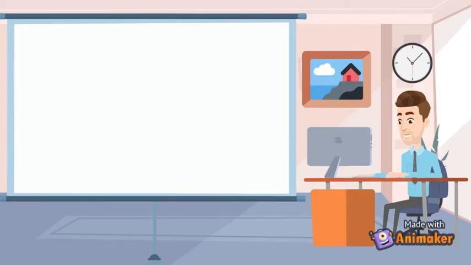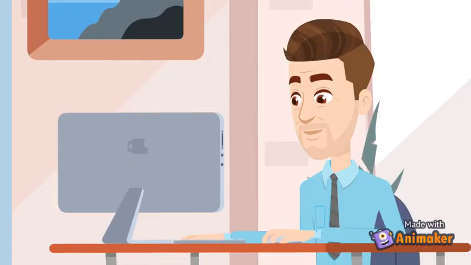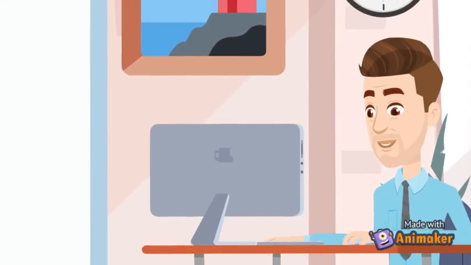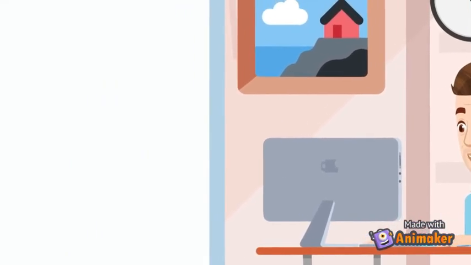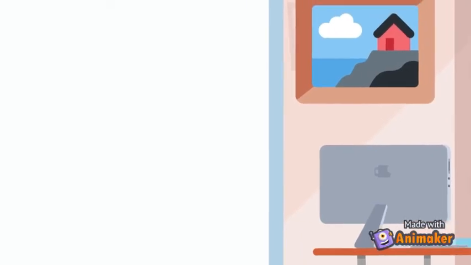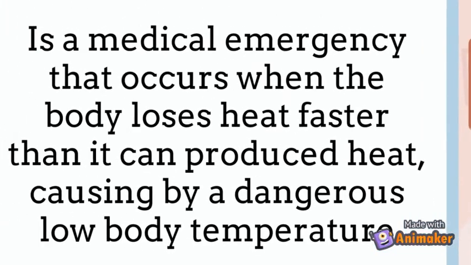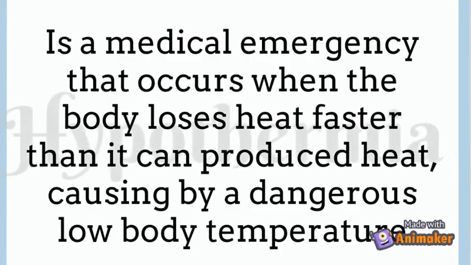What is the meaning of hypothermia? Excessively low body temperature, characterized by uncontrollable shivering, loss of coordination, and mental confusion is considered as hypothermia. Hypothermia is also a medical emergency that occurs when the body loses heat faster than it can produce heat, causing a dangerously low body temperature. Prolonged exertion leads to progressive muscular fatigue.